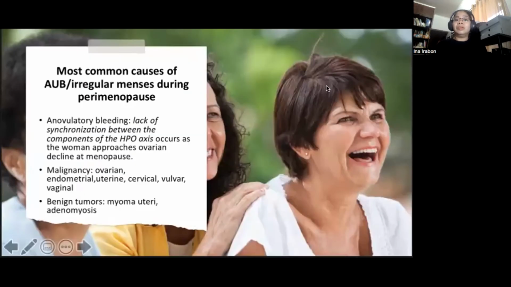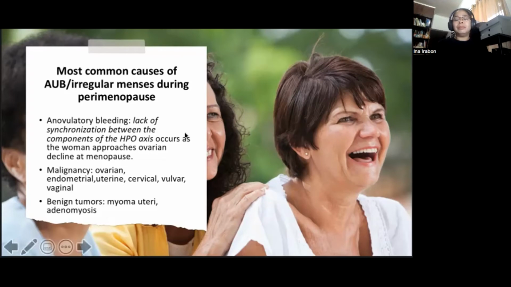And what are the most common causes of AUB or irregular menses during this perimenopause? First is, of course, anovulatory bleeding. As you probably might have noticed, anovulatory bleeding is also a common cause of AUB among the adolescent age group. Okay, anovulatory bleeding is usually a very, very common cause of AUB or irregular menses in the extremes of ages.